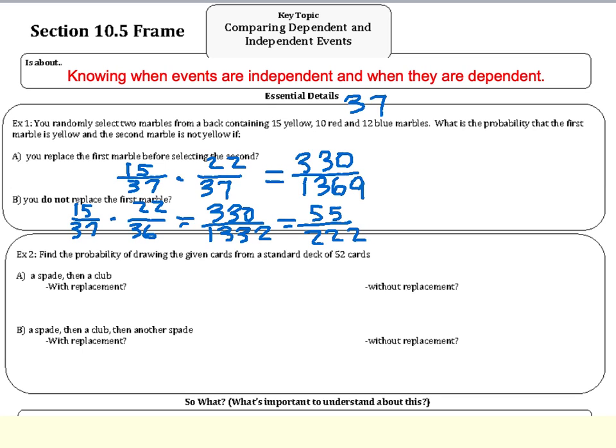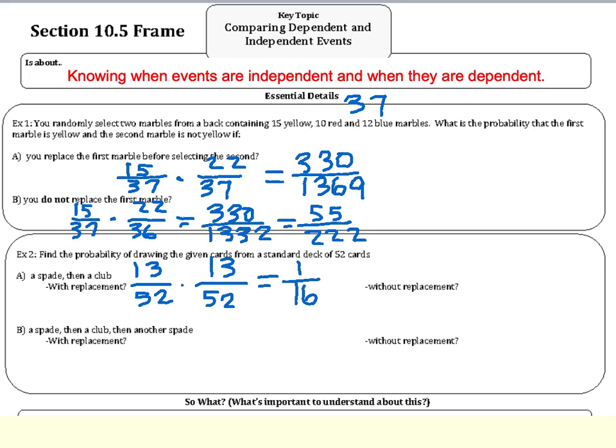Example 2 here, it says find the probability of drawing the given cards from a standard deck of 52 cards. So first we want a spade and then a club with replacement. So with replacement, these are 2 independent events because both times, if I'm putting it back, both times I have 52 cards. First I want a spade and there's 13 spades. Put it back, so I still have 52 cards, and then I want a club, so there's 13 clubs. And if you multiply that and reduce it, you get 1 out of 16.